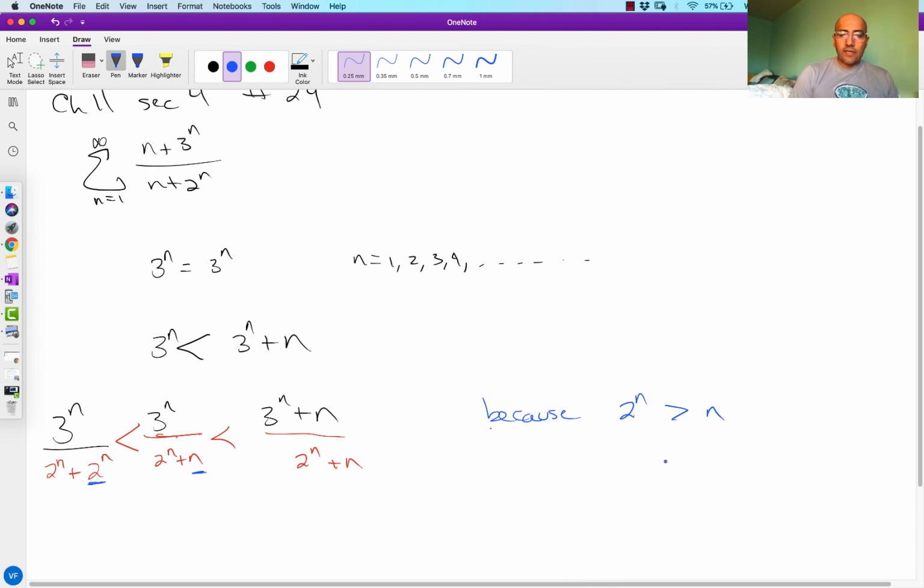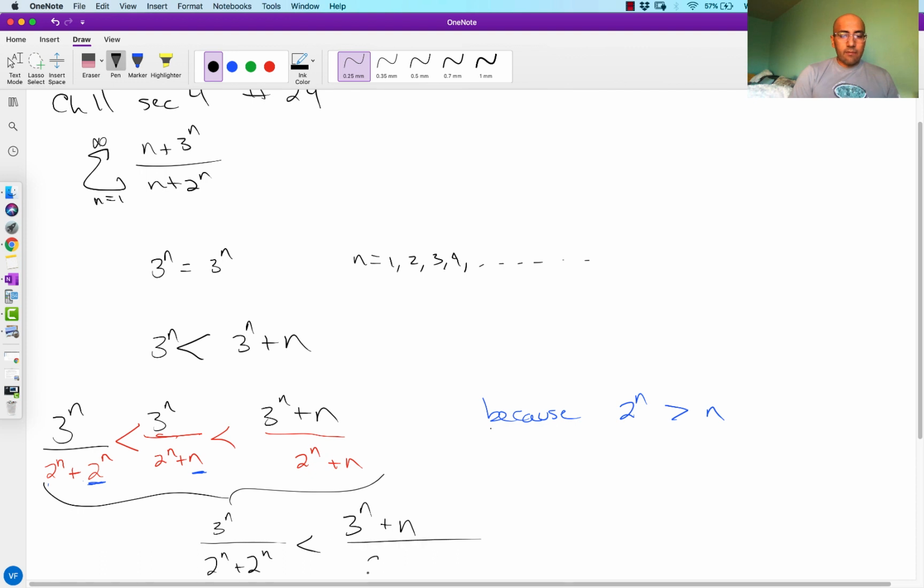Right? So on a term-by-term basis, because 2 to the n is larger than n, it must be true that adding this term to this denominator makes the whole denominator larger than when you just add an n to it. Good. And as you make the denominator larger, then the whole fraction gets smaller. Good. All right, so we can combine these things together and say that 3 to the n divided by 2 to the n plus another 2 to the n is definitely smaller than 3 to the n plus n divided by 2 to the n plus n.